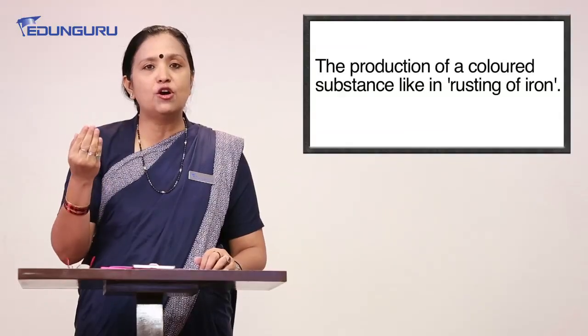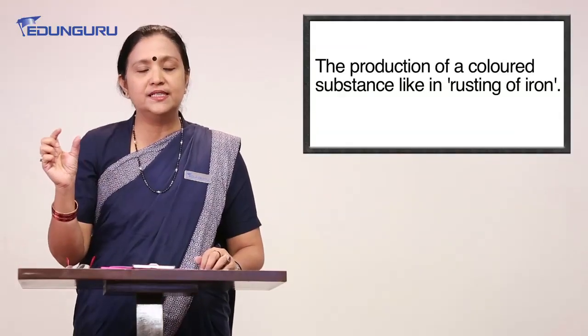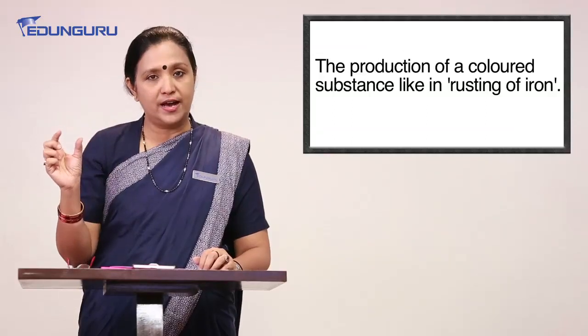Now, can anybody tell me, is it a chemical reaction or a physical reaction? It is a chemical reaction. Very good. It is a chemical reaction because now from the rust we cannot get the original product iron back. So, this is a chemical change. So, this is the other characteristic of a chemical change. The second characteristic of a chemical change is the production of a colored substance like in rusting of iron.